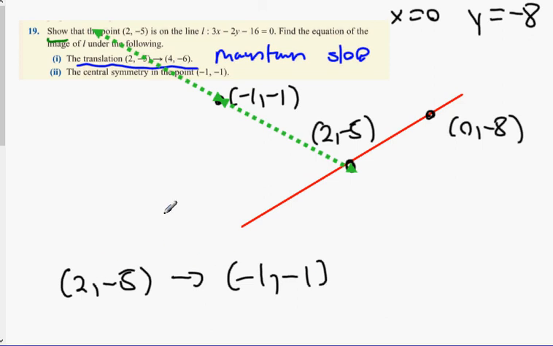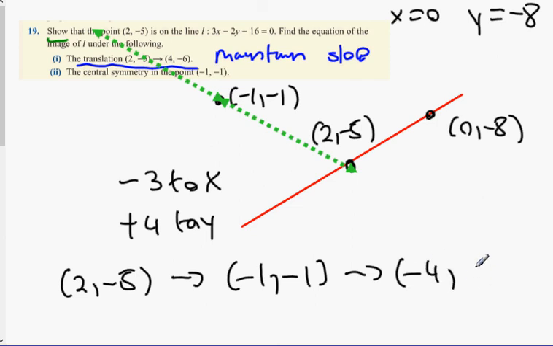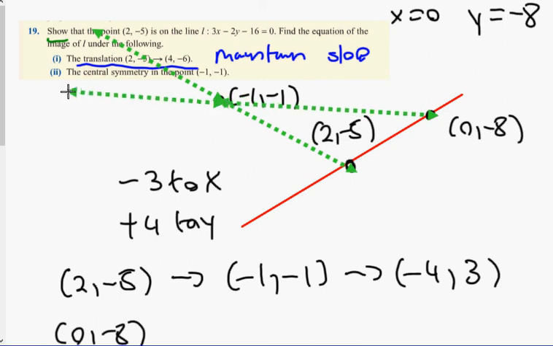The rule here is minus 3 to x and plus 4 to y. This point gets thrown out into minus 3. So it's going to be minus 4 and 3. Minus 0, minus 8 also converges on this line here and goes the same out the other side. So you can actually see this time we're changing the slope, because not all the points travel the same distances. They all travel different distances in this question, okay?